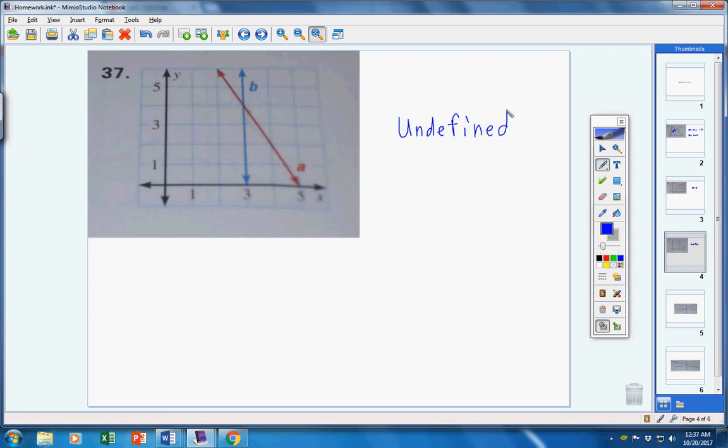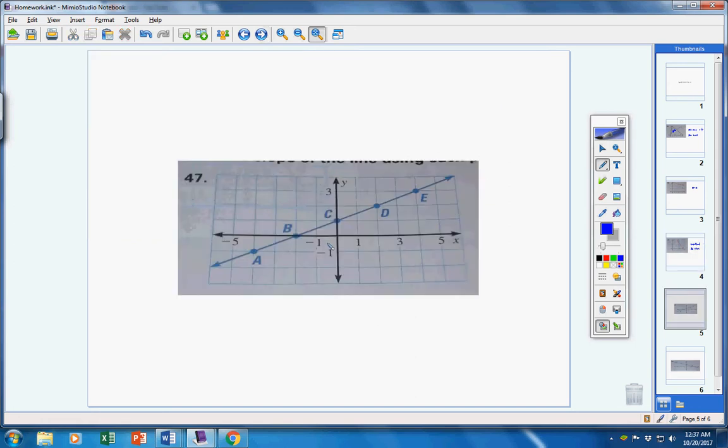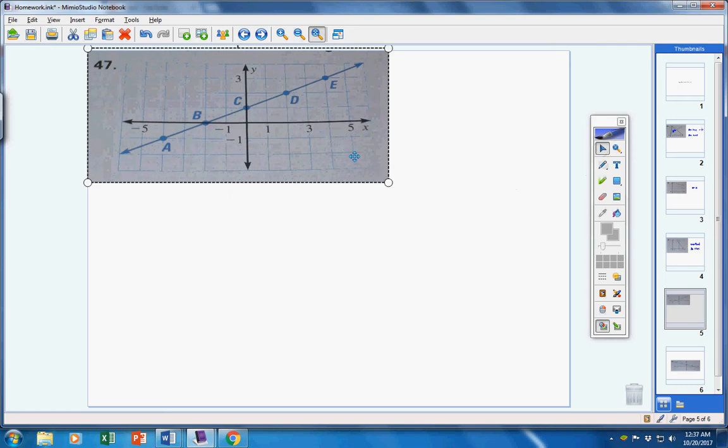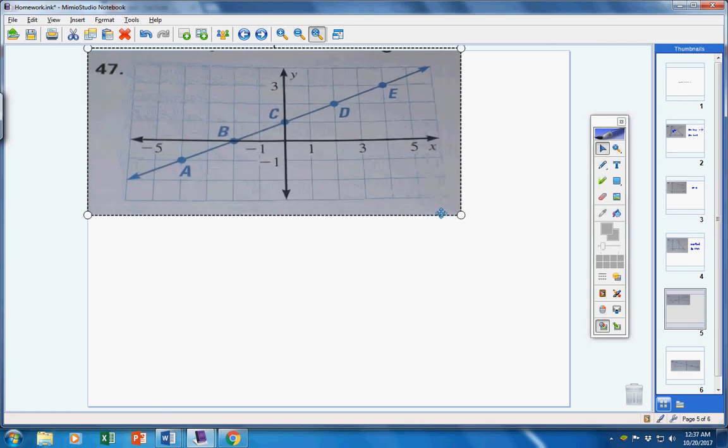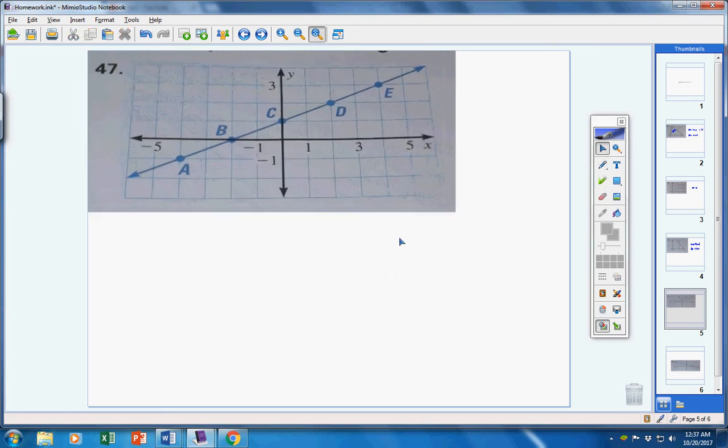Okay? Or you can say it has no slope. Okay? All vertical lines. Okay, now, in 47 and 48, they want us to find the slope 3 different times using 3 different sets of ordered pairs, okay? And what they're trying to show you here, students, is it doesn't matter which ordered pairs you use, you'll get the same answer. So let's do black.